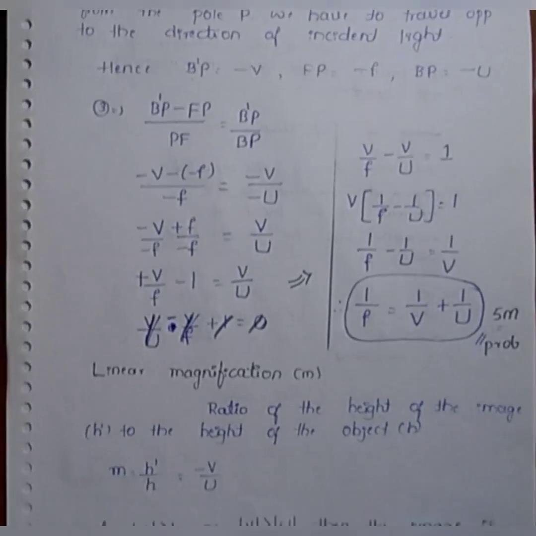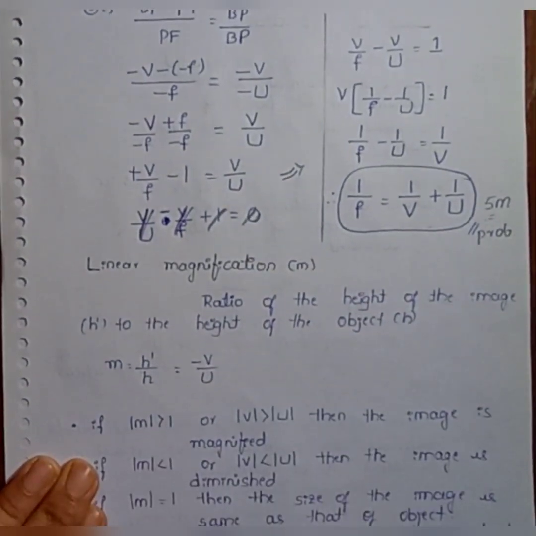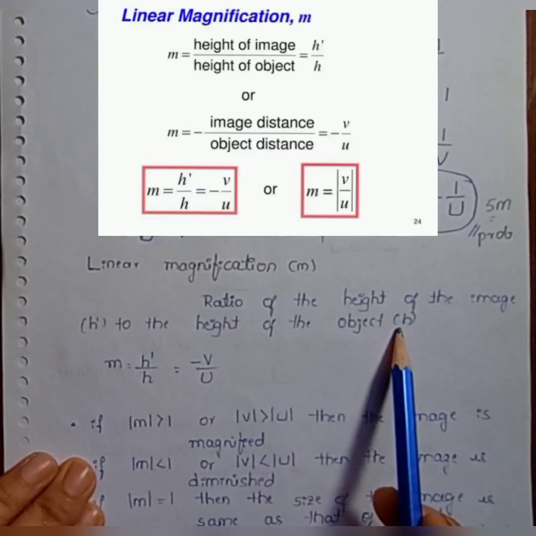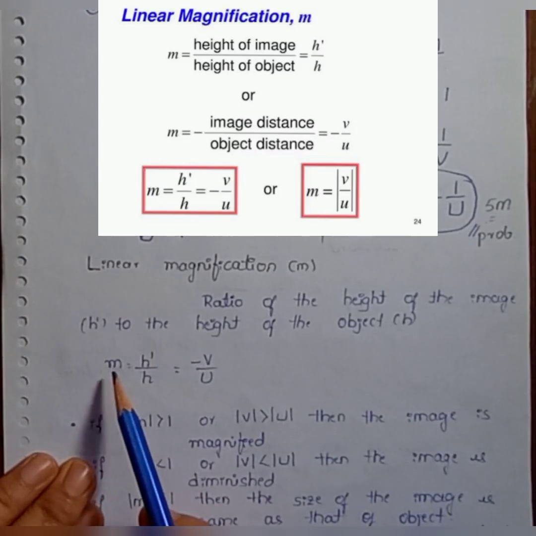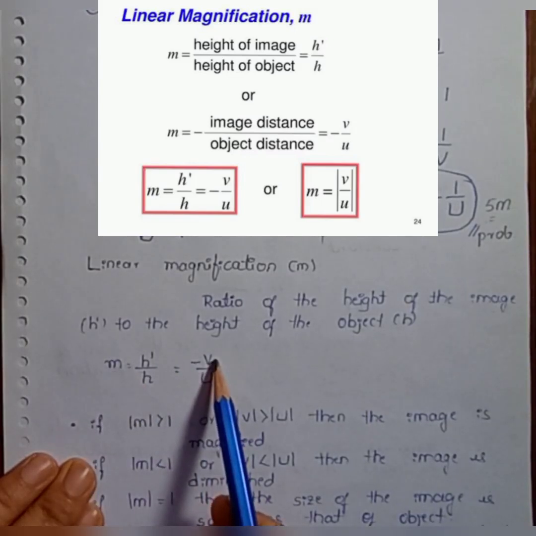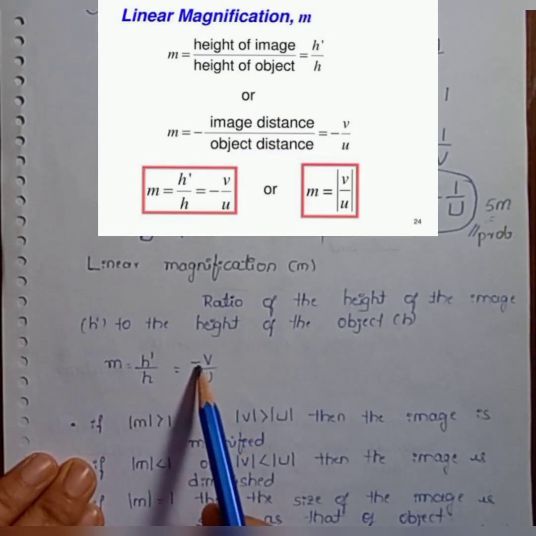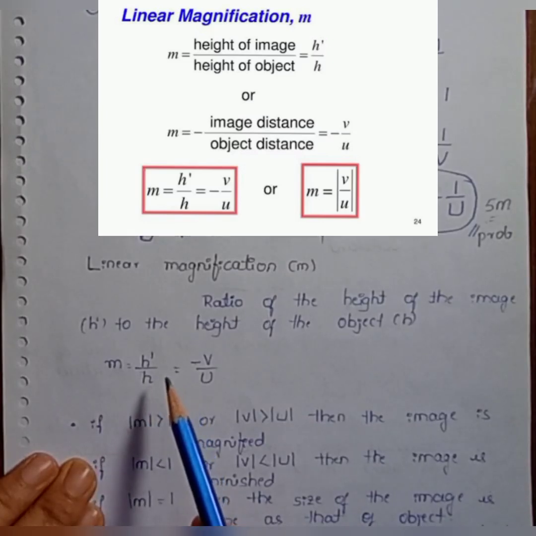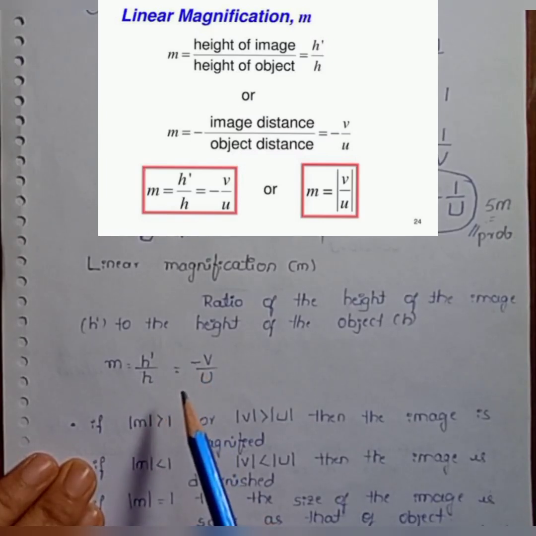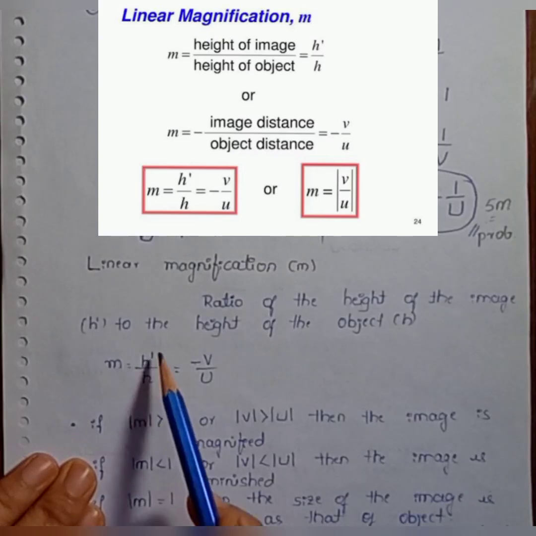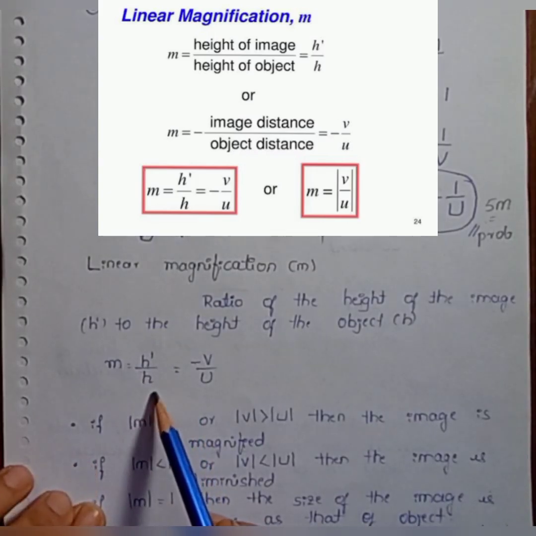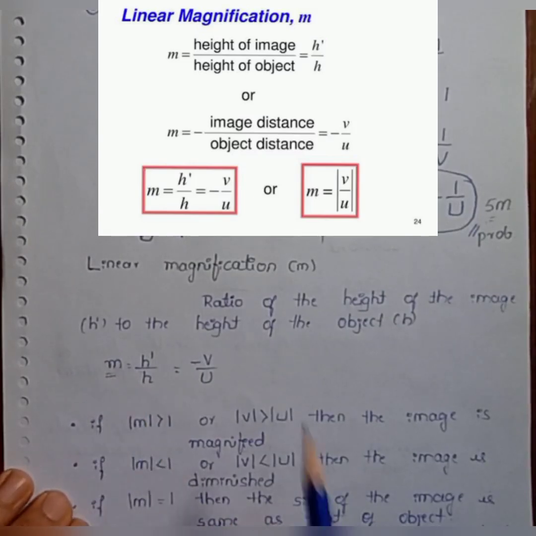Next concept is linear magnification. It is the ratio of the height of the image to the height of the object. Magnification m is equal to minus v divided by u. Why the minus sign here? The image distance, whatever is taken in the direction opposite to that of the incident light, we take as negative. That is h' divided by h, the height of the image to the height of the object, called linear magnification.